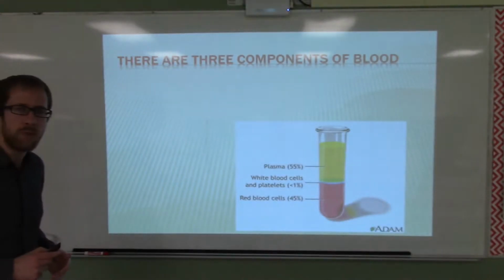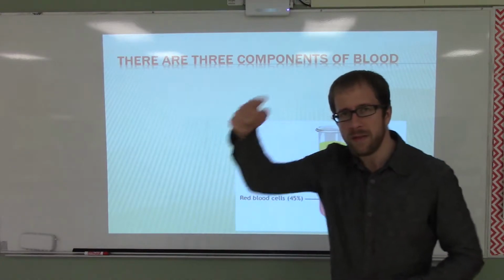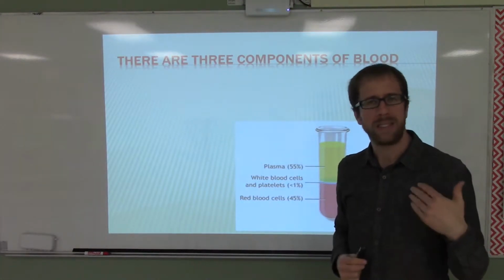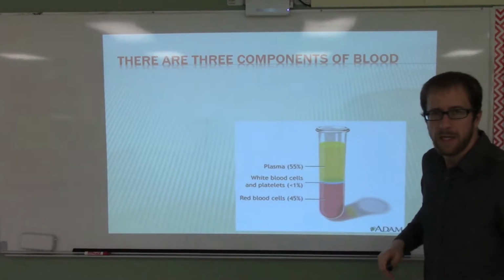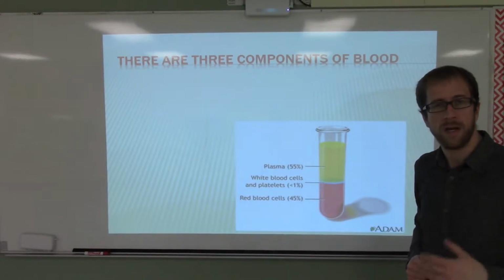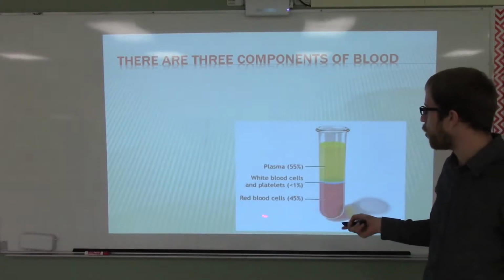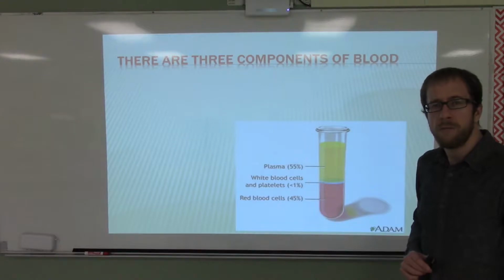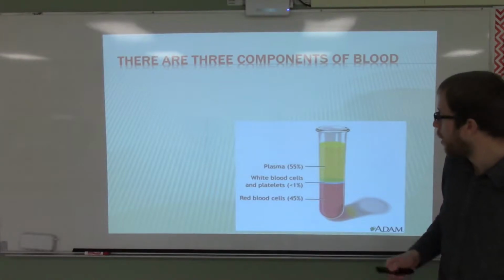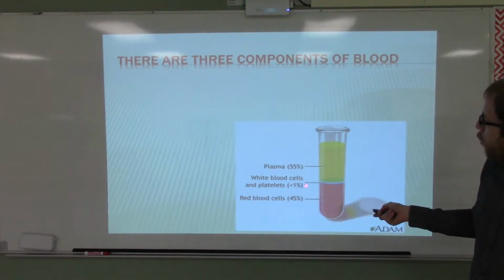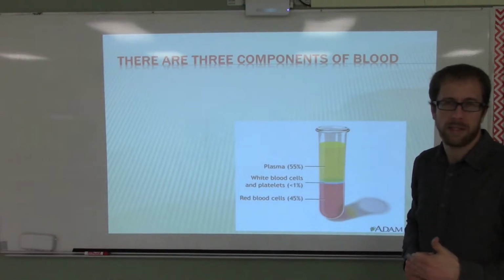There are 3 components to blood. If I were to take your blood, put it inside a test tube, and then spin it really quickly in what we call a centrifuge, your blood would separate into these different layers. Now, a centrifuge just separates things based on their density, effectively. And here we find that the densest part of your blood is your red blood cells, and about 45% by volume of your blood is red blood cells. Only 1%, or even less than 1%, are your white blood cells and your platelets.